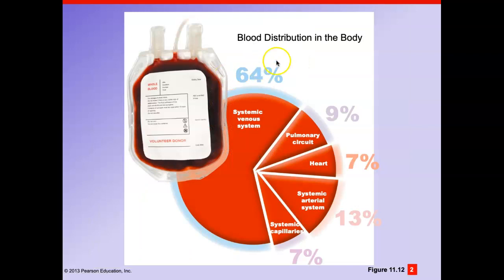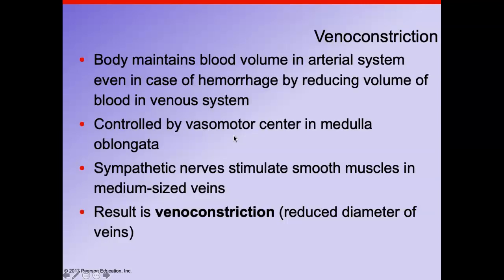In our body, most of the blood is in the venous system, 64% in the veins, 7% in the capillaries, 13% in the arteries, 7% in the heart, 9% in the pulmonary circuit, but clearly most is in the veins. So our body maintains blood volume even in the case of hemorrhaging by reducing the volume of blood in the venous system.